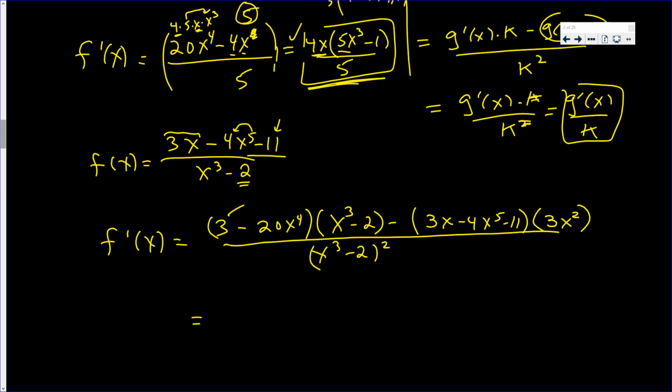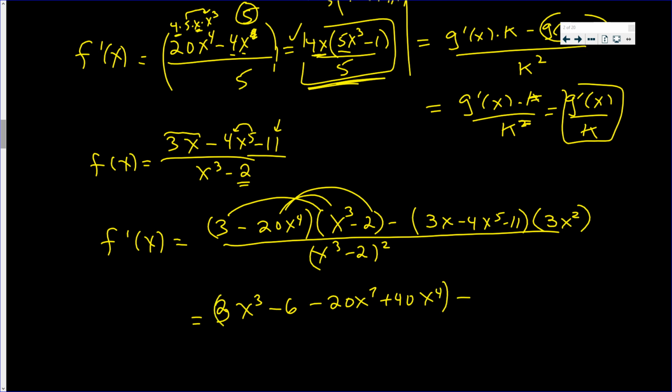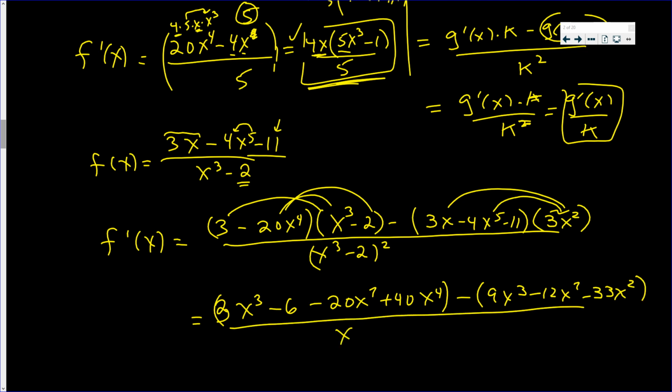Okay, distribute this 3. You get 3x cubed minus 6. Distribute the 20x to the 4th. You get minus 20x to the 7th plus 40x to the 4th. Minus, distribute the 3x squared. You get 9x cubed minus 12x to the 7th minus 33x squared. And all of this gets divided by x cubed minus 2 squared.